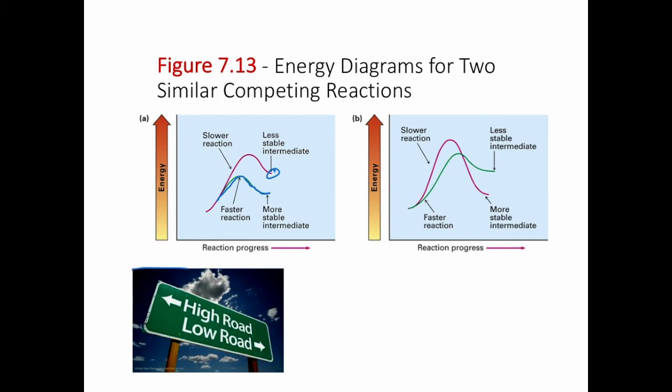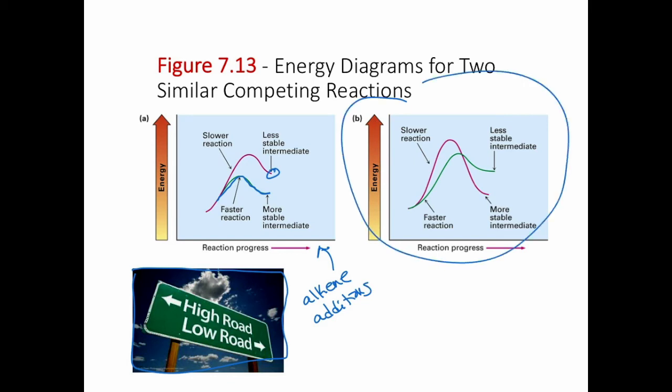So in this case, we think about the high road and the low road. While in our personal lives, it's always good to take the high road, in thermodynamics, we always take the low road. So we're going to go over the lowest hill. That's going to be the fastest way to get where we want to go. Now, this reaction does describe the alkene additions that we've been discussing. There is a possibility that you could get something like this, where actually the faster reaction leads to the less stable intermediate, but this is much less common.